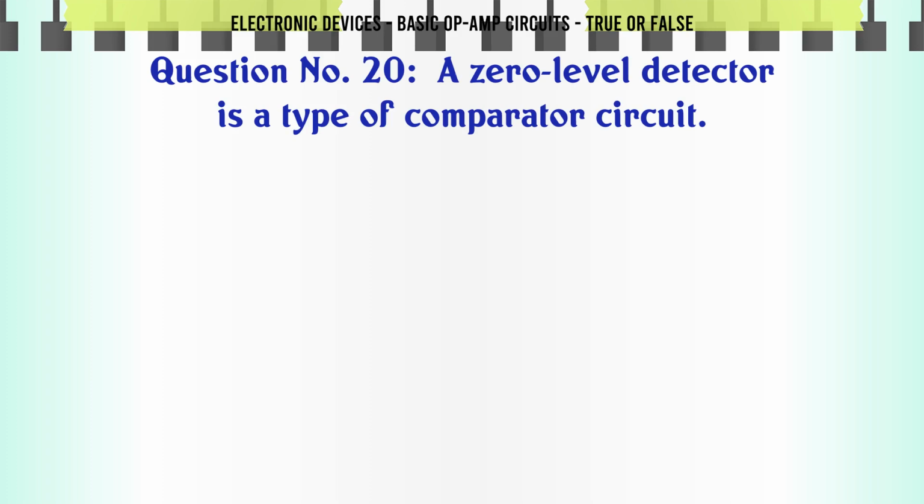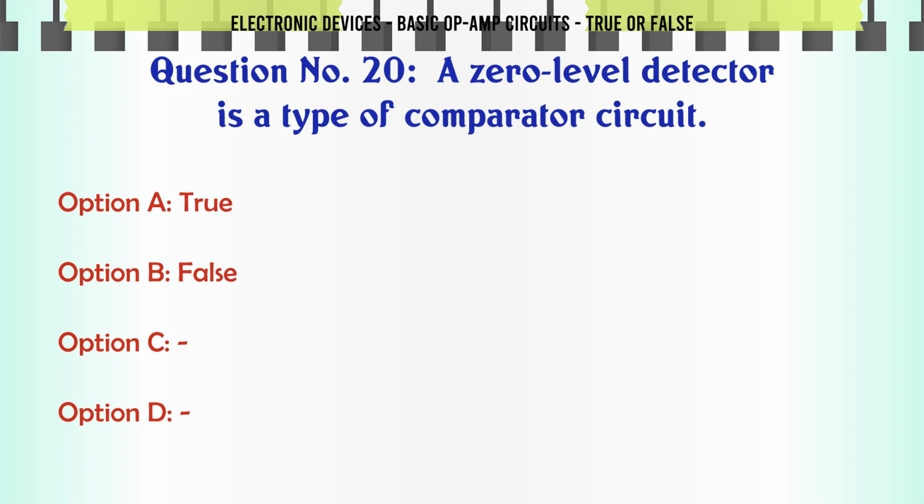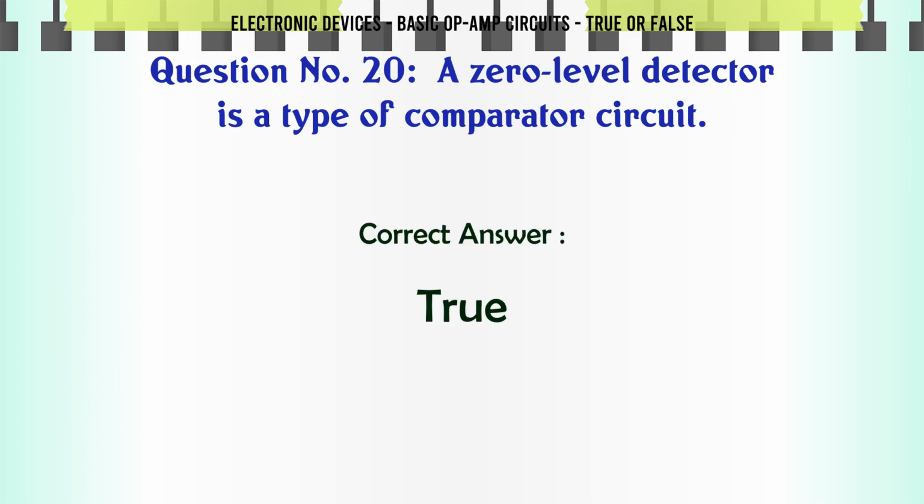A zero-level detector is a type of comparator circuit. A. True. B. False. The correct answer is true.